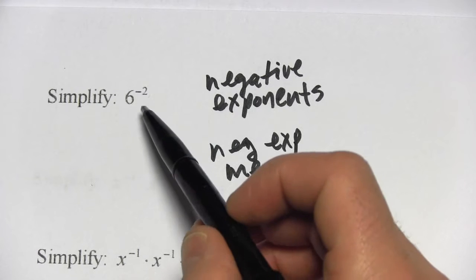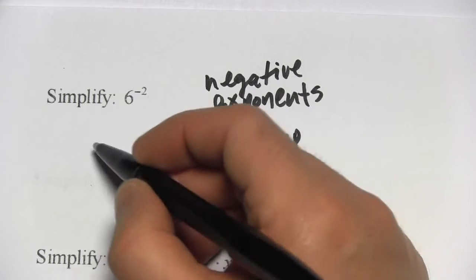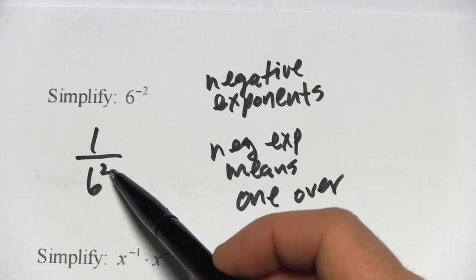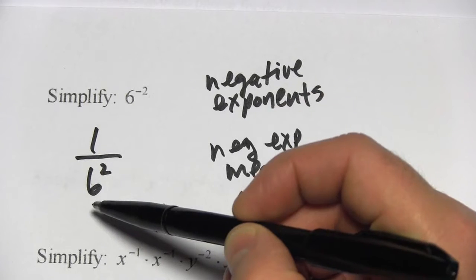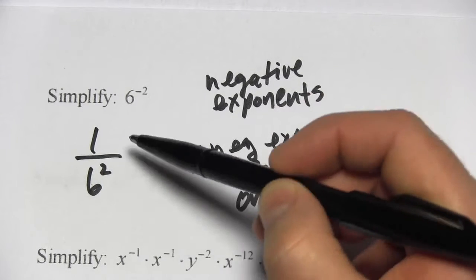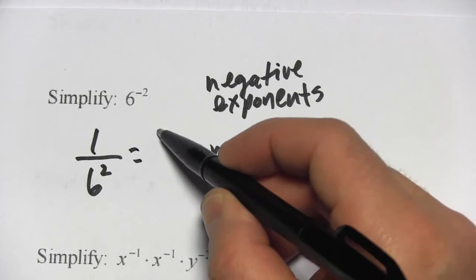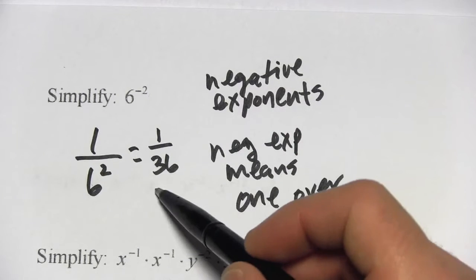So in this case, if I want to just take the negative part out, I've got 6 to the negative 2. I could write this as 1 over 6 to the second power. So the negative part was the 1 over, and that's what I did. I simplified that part. Now, 6 to the second power, 6 squared, well, that's 36. So our final answer would just be 1 over 36.